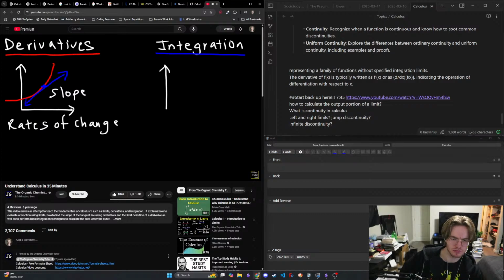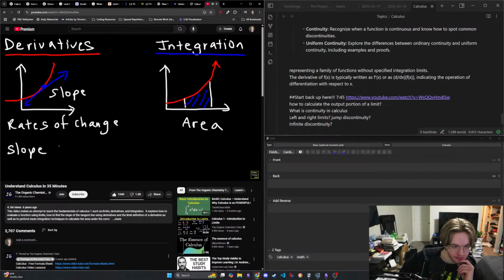Now when dealing with integration, this will help you to determine how much something accumulates over a period of time, whereas derivatives will tell you how fast something changes per unit of time. So integration is very useful for calculating the area under the curve. Derivatives give you the slope of the tangent line, which you can calculate by dividing y by x. To calculate the area, you need to multiply y by x.